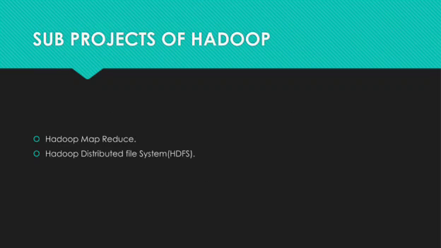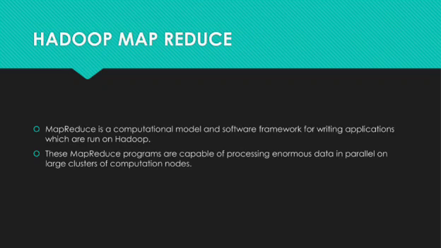Apache Hadoop consists of two subprojects. One is Hadoop MapReduce, another one is HDFS. Hadoop MapReduce: MapReduce is a computational model and software framework for writing applications which are run on Hadoop. These MapReduce programs are capable of processing enormous data in parallel on large clusters of computation nodes.